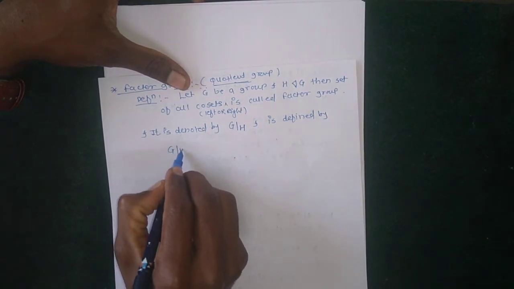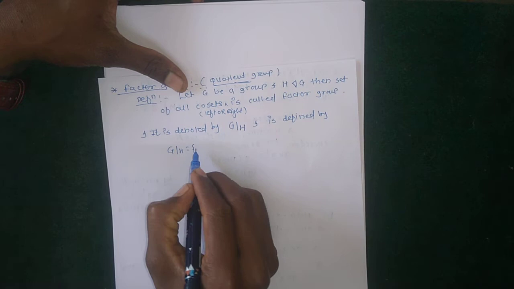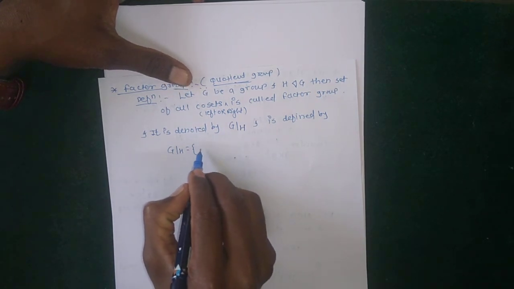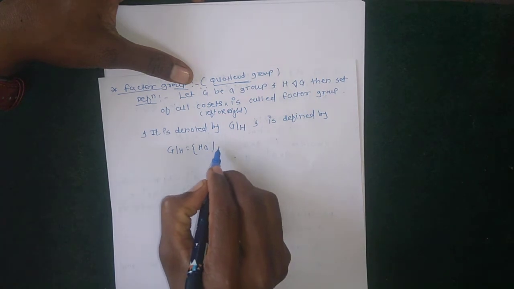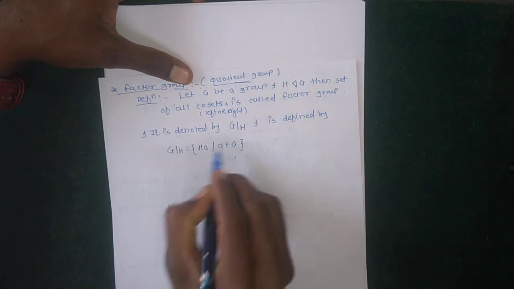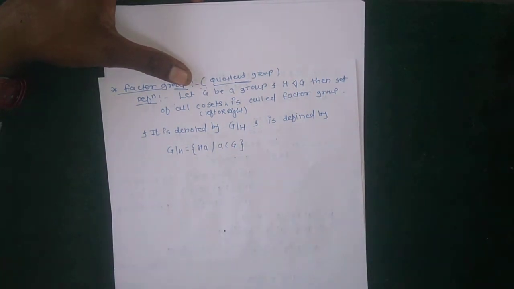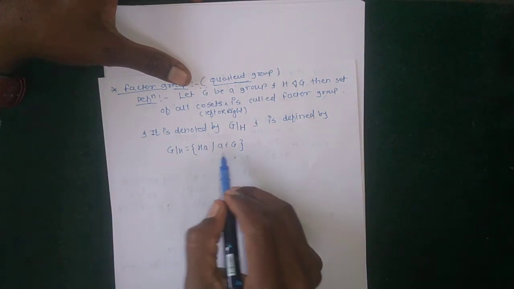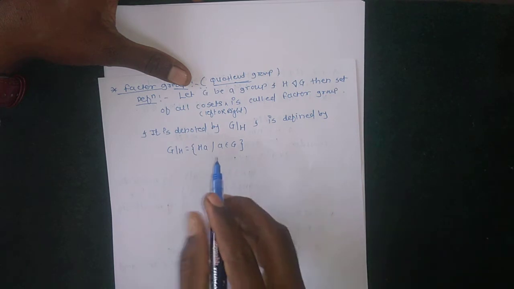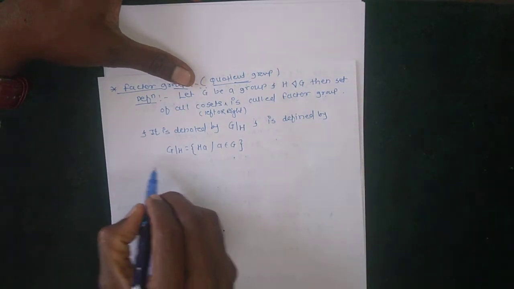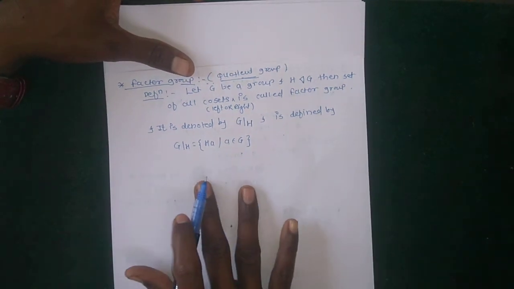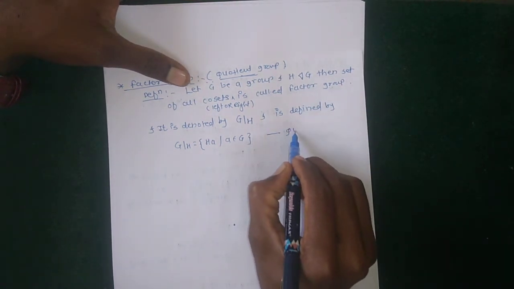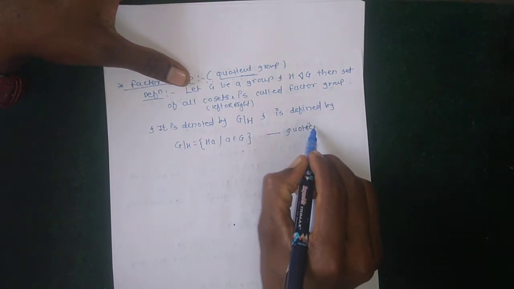the set whose elements are cosets of H: G over H equals HA, where A belongs to G. HA where A belongs to G means this is a right coset, or left coset. It is also called the quotient group. This is factor group or quotient group.